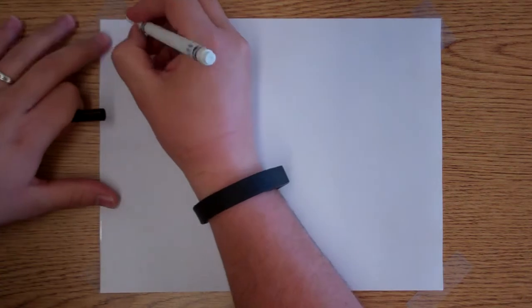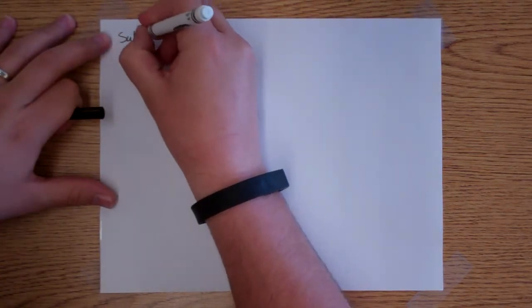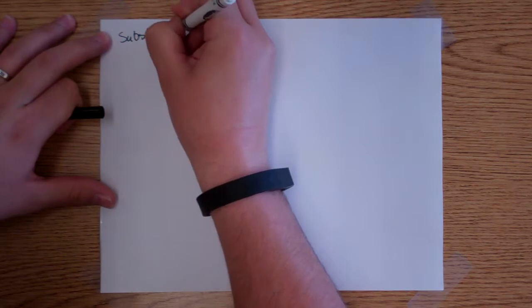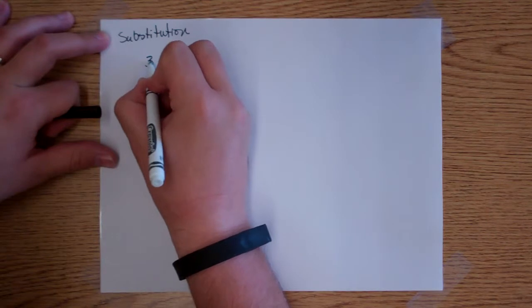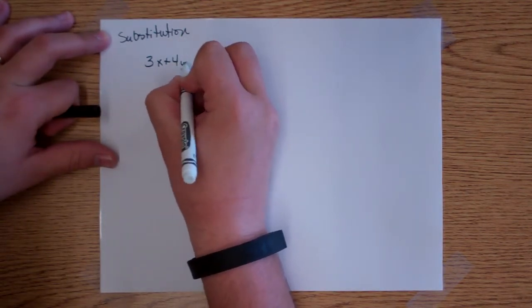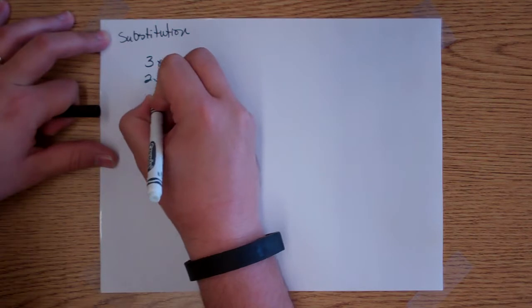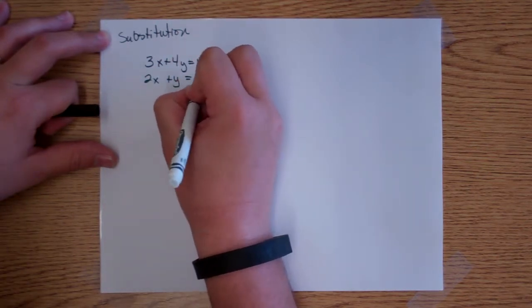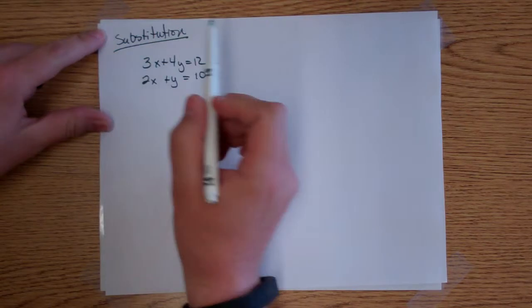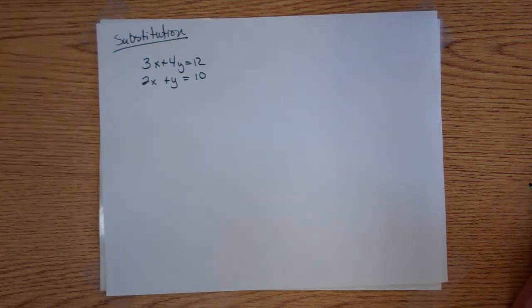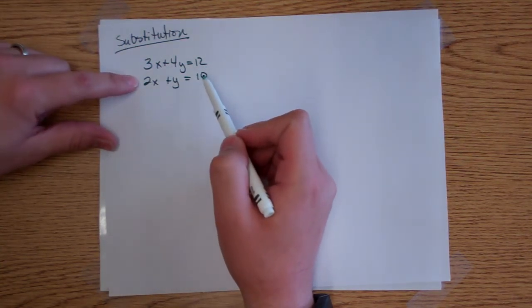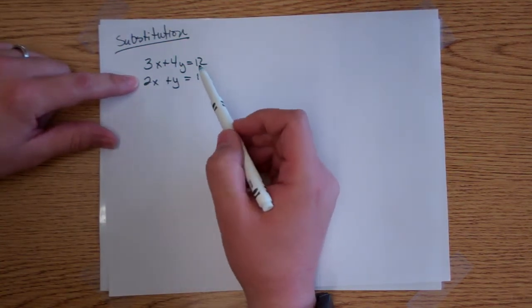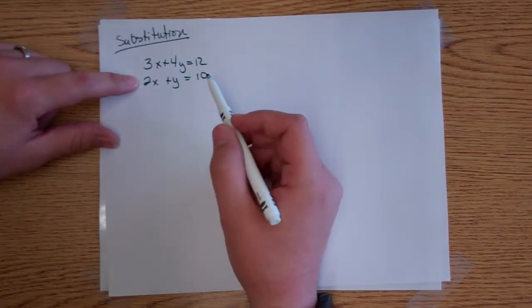The first way we're going to go over solving a system is by using substitution. So we're going to solve this system using substitution. The first thing we need to do with substitution is pick one of the equations and solve it for a variable. So we need to solve it for either x or y.